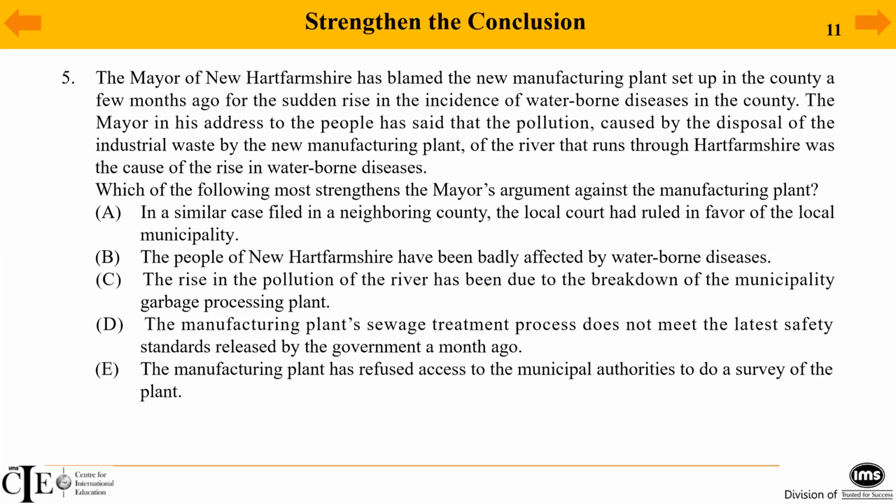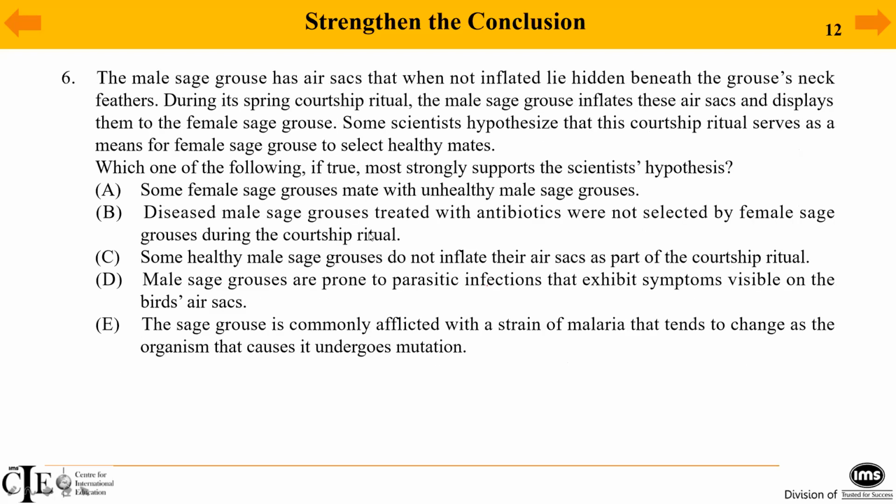C is actually weakening it because it is giving an alternate reason. Pollution is because of some other thing, not this plant. So D is strengthening it, saying that the plant's sewage treatment process does not meet the latest safety standards released by the government a month ago. So it is reinforcing the fact that their treatment of industrial waste is also not meeting the standards, thereby strengthening that conclusion. Question number 6.